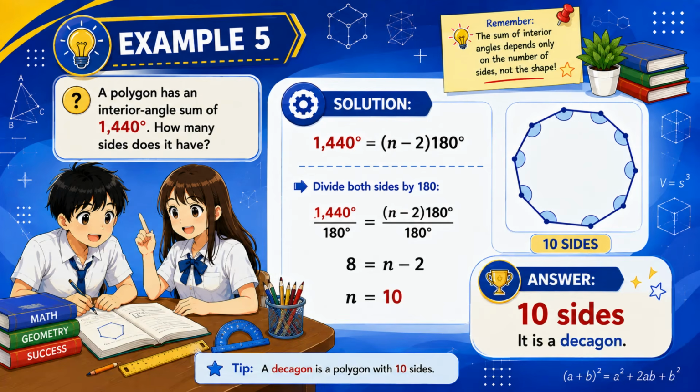Solution. 1440 equals n minus 2 times 180. Divide both sides by 180. 8 equals n minus 2. N equals 10. Answer: 10 sides. It is a decagon.